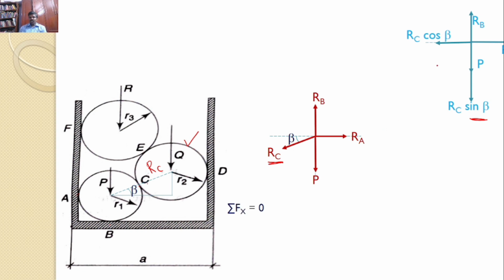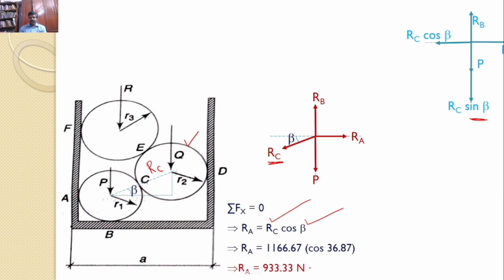Now sigma Fx is equal to 0. You can write RA is equal to RC cos beta. You know the value of beta and you know the value of RC. So you can substitute and you can find RA is equal to 933.33 newtons. This is one of the answers for this given problem.